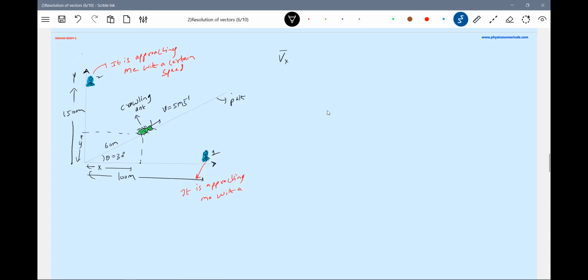Vx equals V cos theta i cap. V is how much? 5 cos theta, root 3 by 2. Then what is Vy equal to? V sin theta j cap, which is equal to 5 sin 30, which will be 1 by 2. Meter per second. Unit also I should mention.